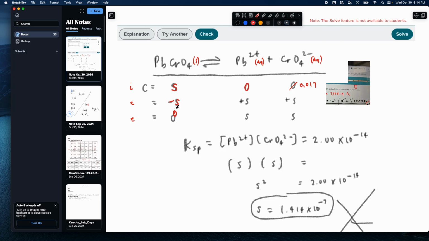Okay, this is going to be 0. And this is going to be S. And this is going to be S. 0 plus S is S. And this is S plus 0.017.